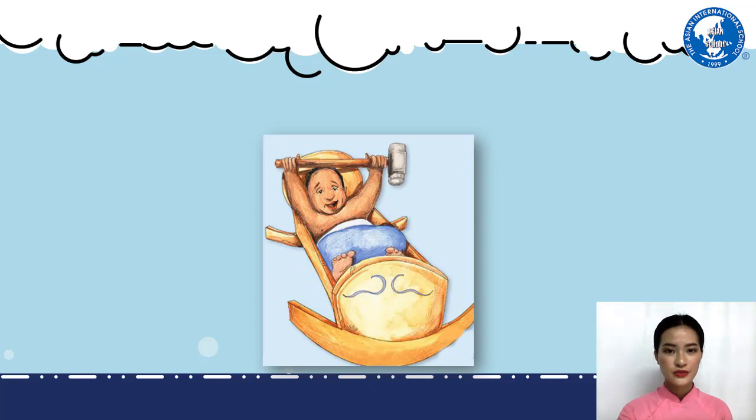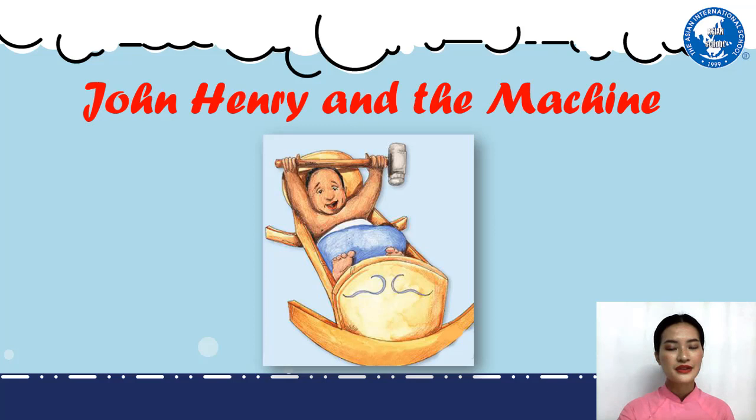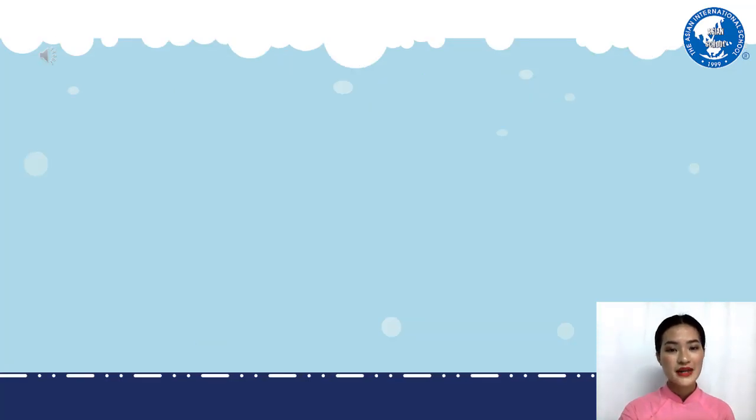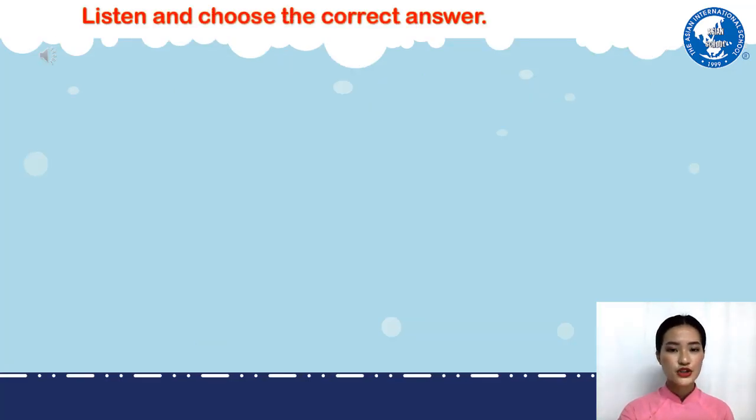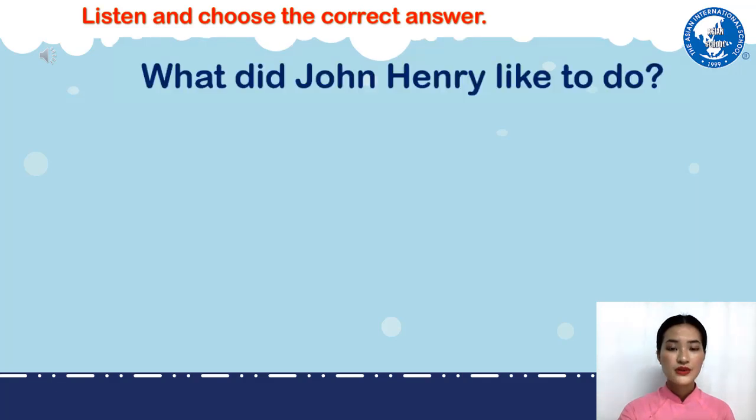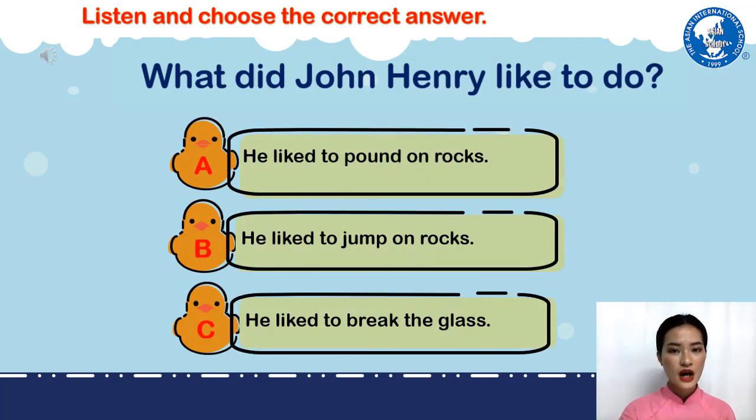Look at the picture. Can you see the baby boy and the hammer? So what's the name of the story, everybody? Do you remember? Very good. The story, John Henry and the Machine. Now, let's go through some exercises. Listen and choose the correct answer. You can see a question and 3 options here, A, B, and C. So you have to listen and choose the correct answer.